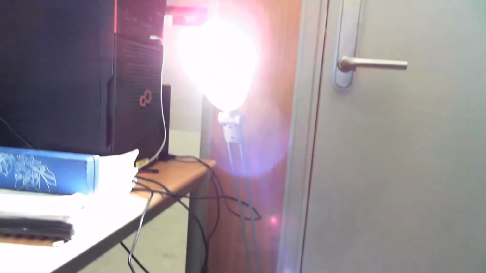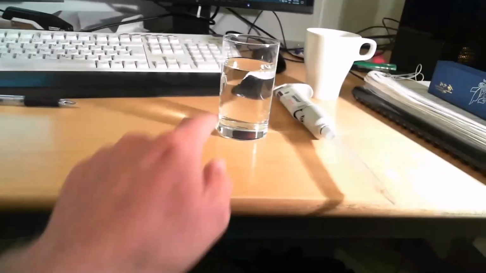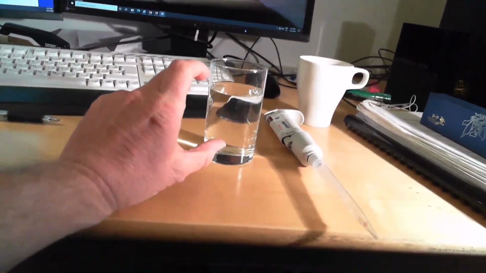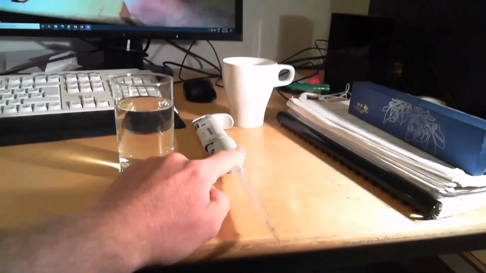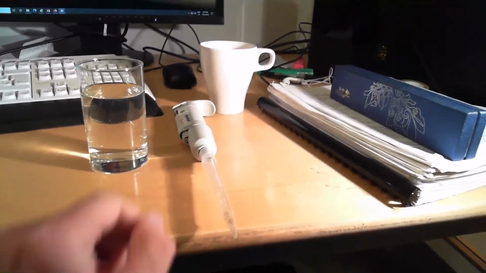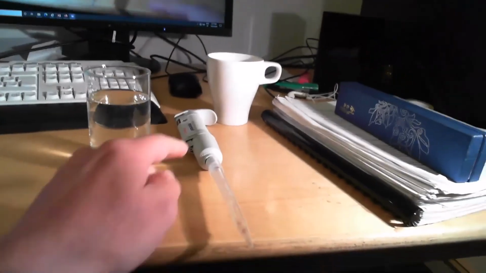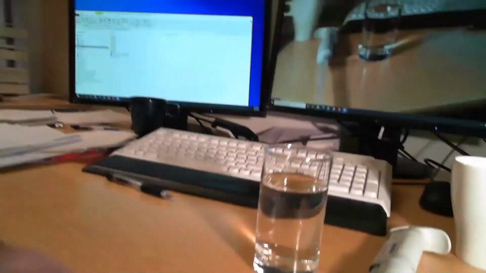Okay, so let's make a little experiment here. What you can see here is my desk lamp. Let's pretend that this is the sun. Next thing you can see here, a glass of water. Let's pretend that this is the atmosphere. This is the bad guy. This is the polluter, the one that is emitting nitrogen dioxide into the atmosphere.